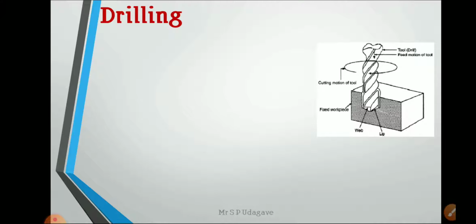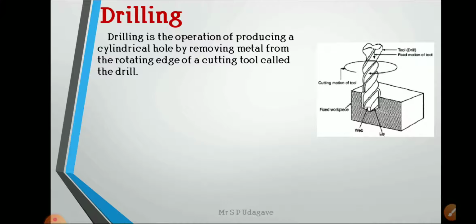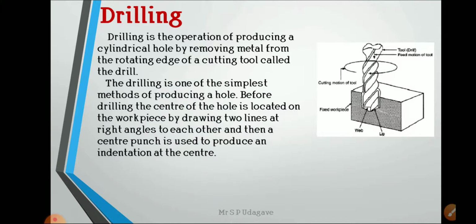The first one is the drilling operation. Drilling is the operation of producing a cylindrical hole by removing metal with the rotating cutting edge of a tool called a drill. Drilling is one of the simplest methods of producing a hole. Before drilling, the center of the hole is located on the workpiece by drawing two lines at right angles to each other, and then a center punch is used to produce an indentation at the center.